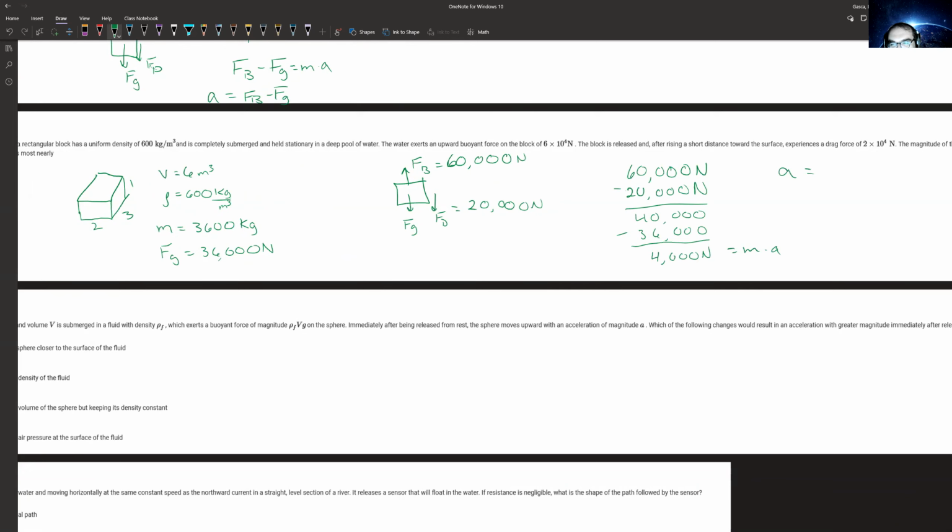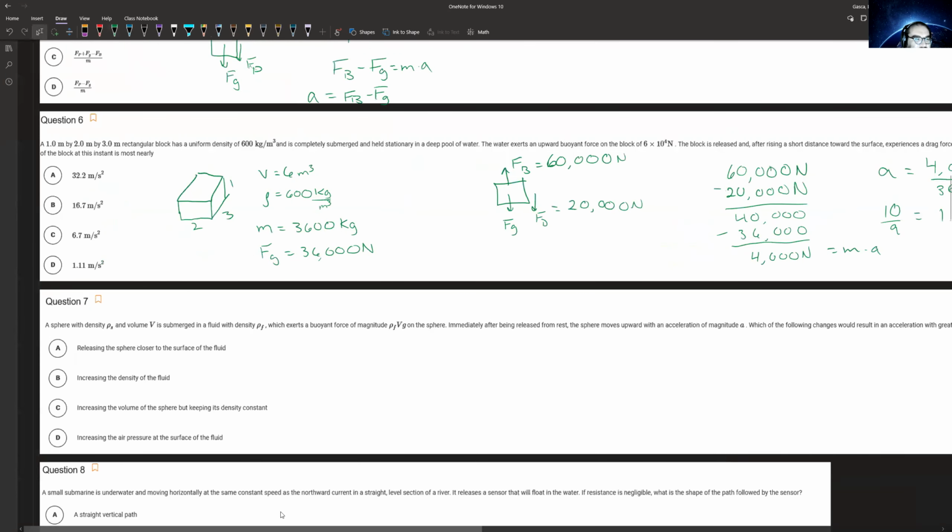And that's going to be equal to m times a. And the acceleration here is going to be 4,000 divided by 3,600 kilograms. Let me know if I made a mistake in the math. 4,000 over 3,600. It's 40 over 36. And that's going to be 10 over 9, if we factor out a 4, right? And so that becomes about 1.1 meters per second squared.